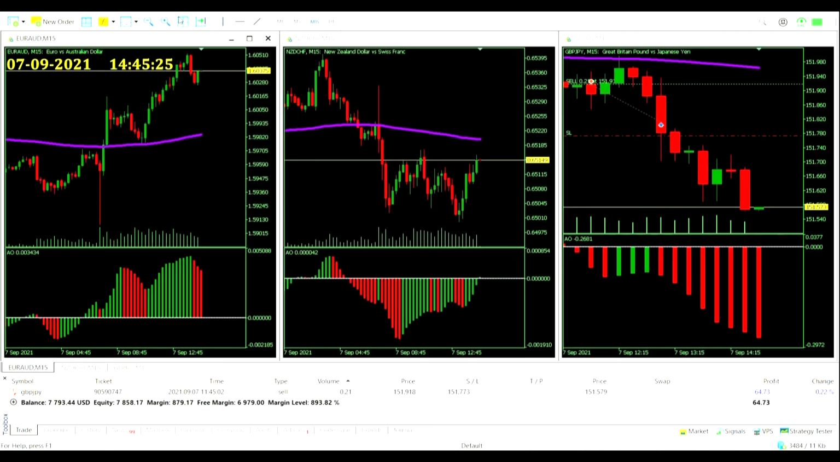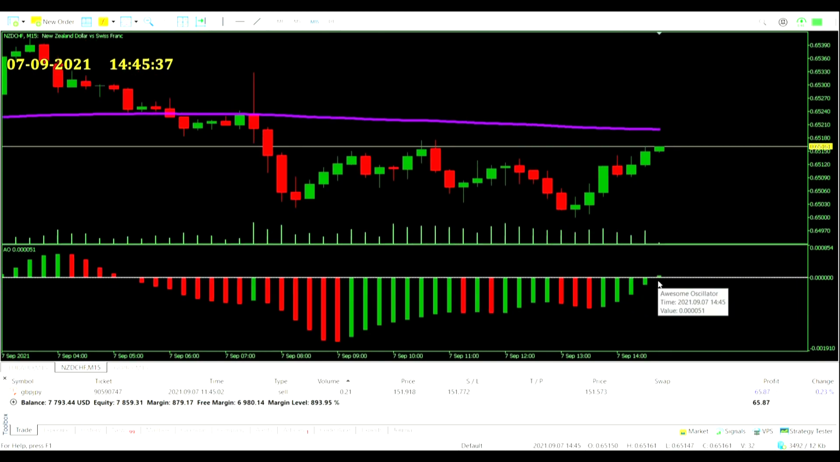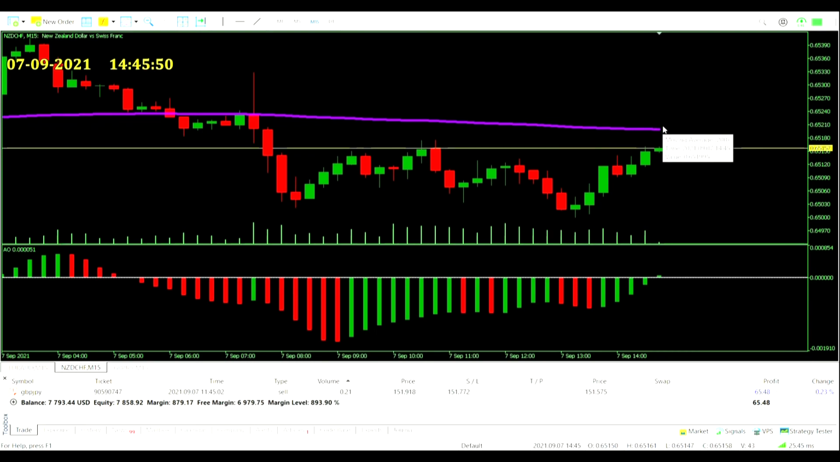Let's have a look at the other charts, and nothing for us on the euro Aussie dollar. But if we have a look at this New Zealand Swiss franc, what we are seeing is a zero line crossover on the awesome oscillator here. Assuming it is going to close above zero, we would need for price to get all the way above the average for us to be able to get in on that one.